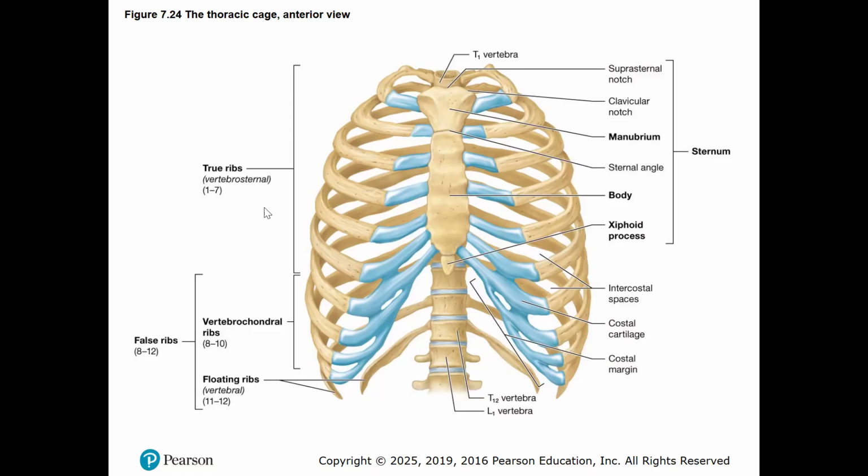Then you have what's known as the vertebrochondral ribs. These are your false ribs, chondro meaning cartilage, because they're going to attach first to cartilage and then to cartilage again to attach to the sternum. They don't attach to the sternum directly. They go to cartilage first and then the sternum. And then lastly, you have your floating ribs, that lack attachment to the sternum. So they are attached to the vertebral column, but they are not attached to the sternum. So therefore they are floating.